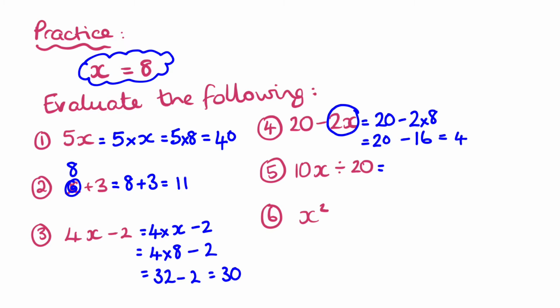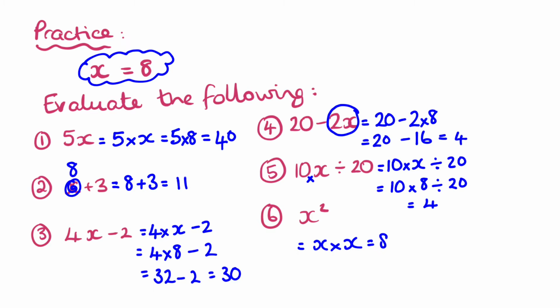Next, 10x divided by 20. So remember, 10x means 10 times x divided by 20. So we're doing 10 times 8 divided by 20. So 10 times 8 is 80, divided by 20 is 4. There are 4 20s in 80. And then the last bit here, x squared, remember, means x times x. So we've got 8 times 8. Who can remember what 8 times 8 is?